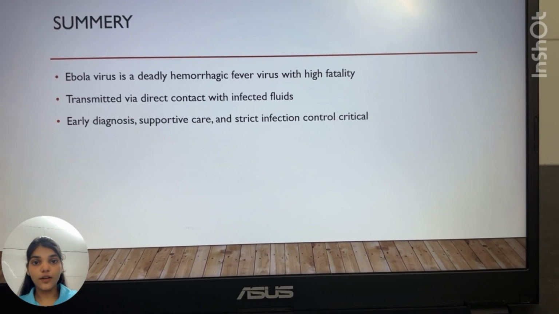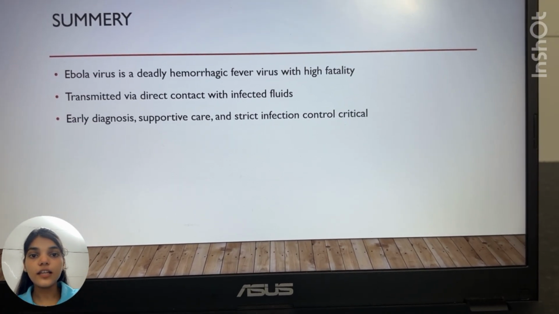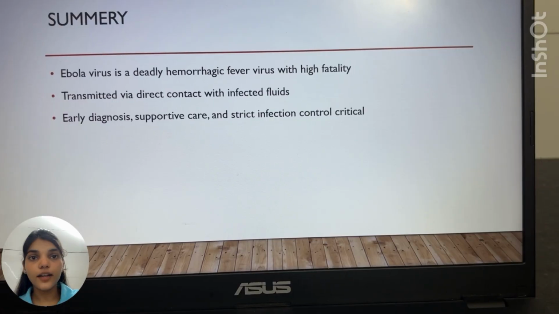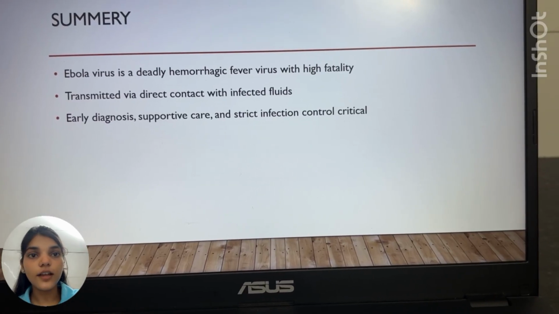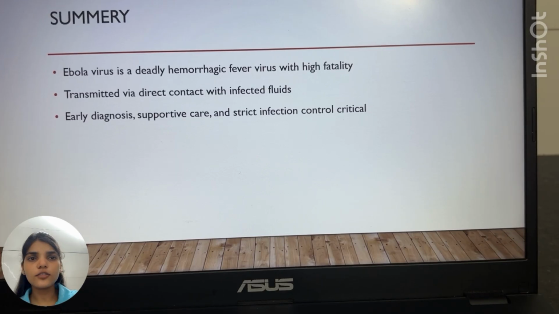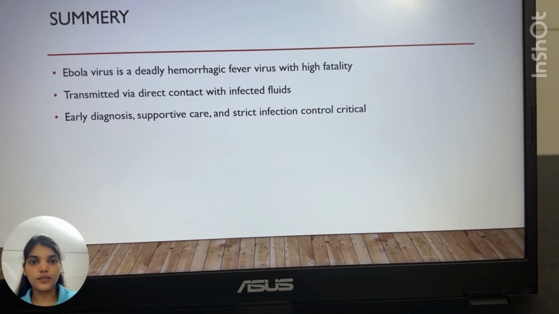Summary of Ebola virus. Ebola virus is a deadly hemorrhagic fever virus with high fatality, transmitted via direct contact with infected fluid. Early diagnosis, supportive care and strict infection control are critical.